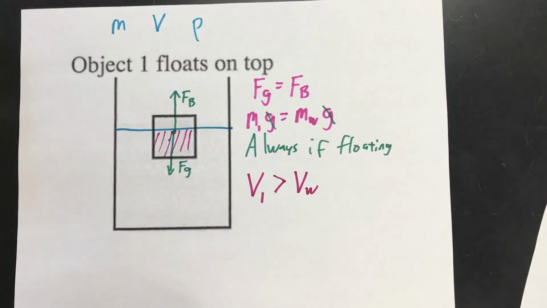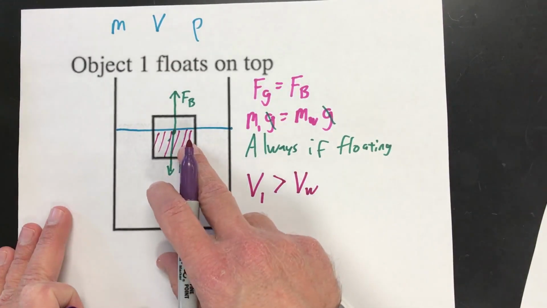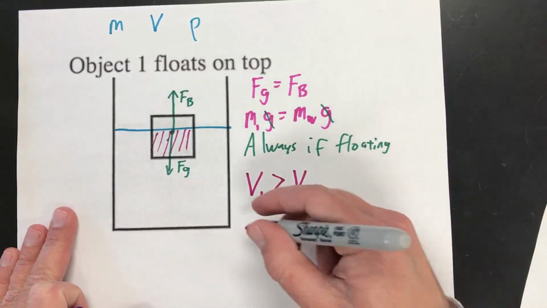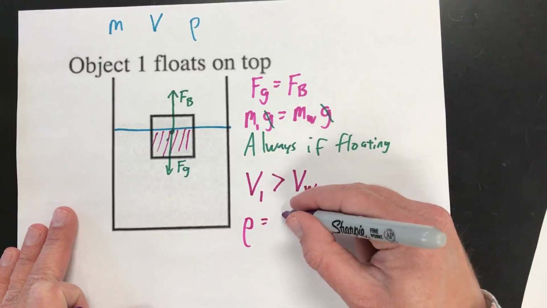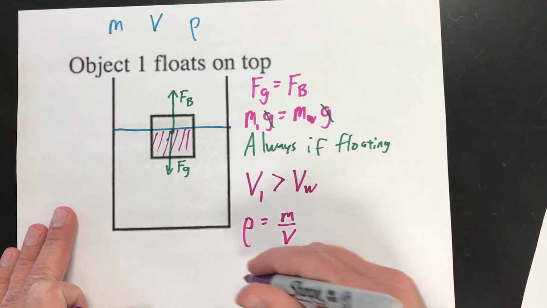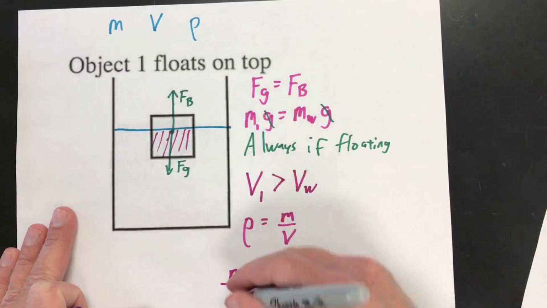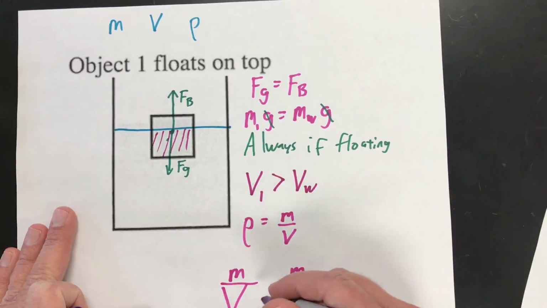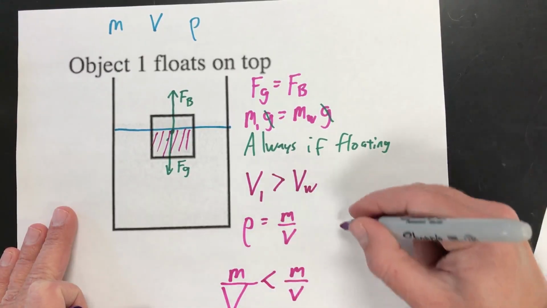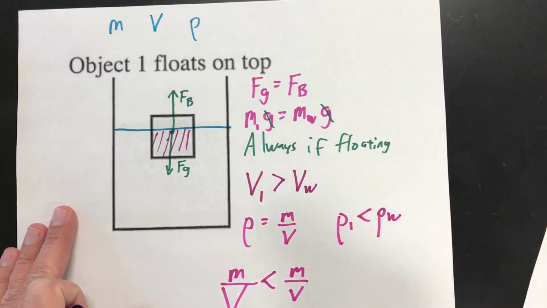And then that leaves us with densities. So I think we have an intuitive sense, and we're right, that this thing is less dense than water, but let's see why that must be the case. Remember, density is mass over volume. They each have the same mass, but the object has a bigger volume. And therefore, when you divide by a bigger number, it will make it less. So the density of object 1 is less than the density of the water there.